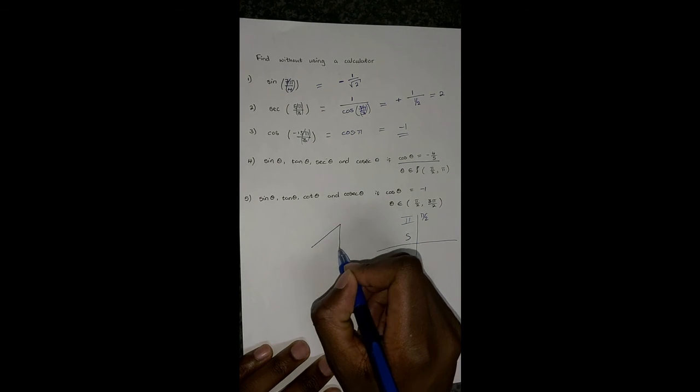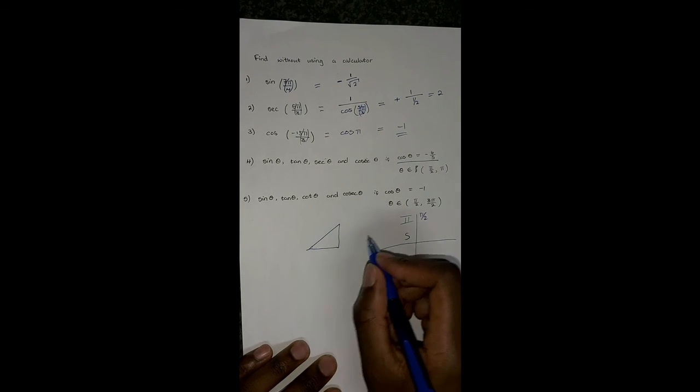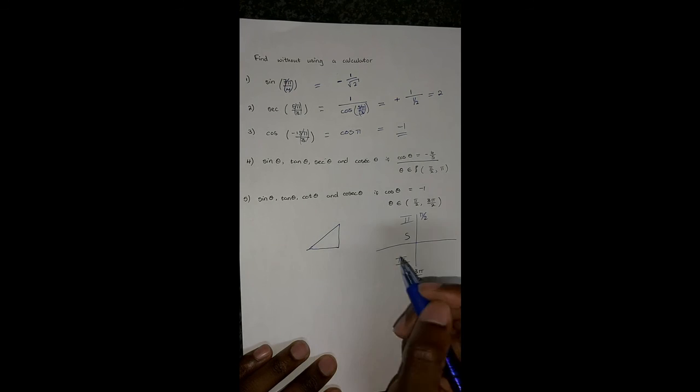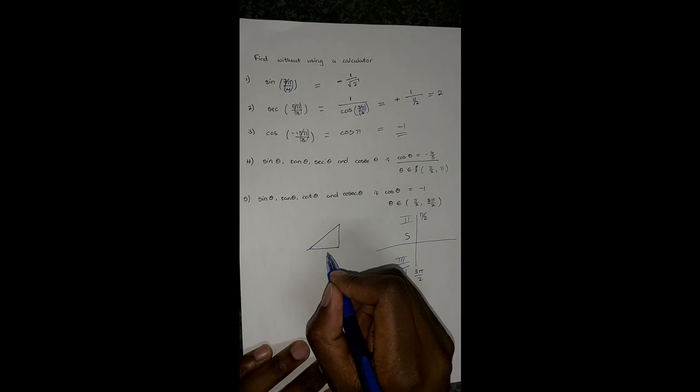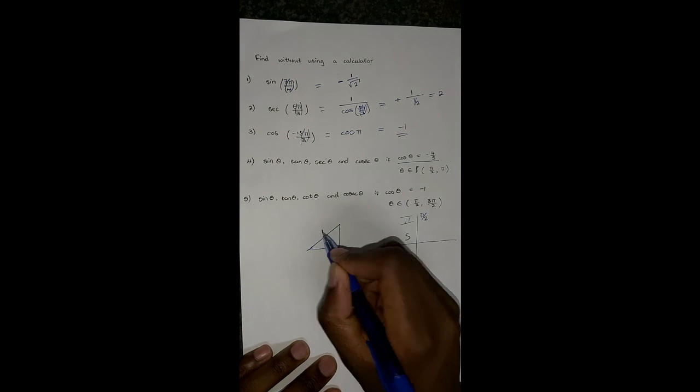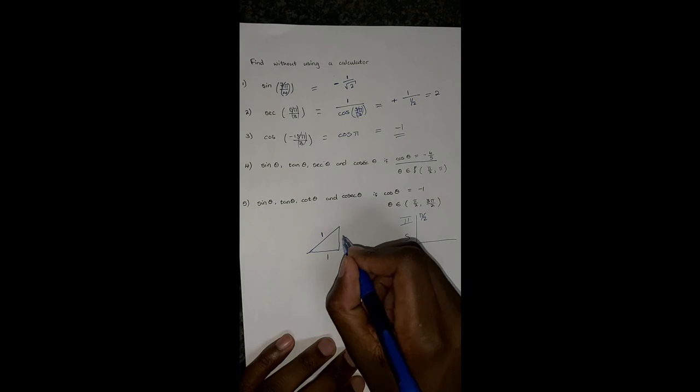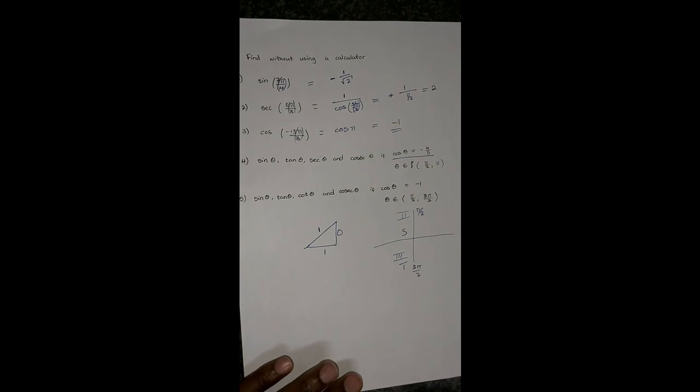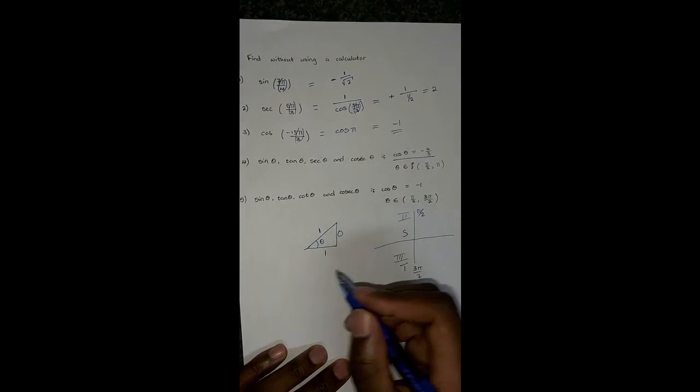We draw a triangle. So we know cos is adjacent over hypotenuse. So for us to get a -1, we have -1 over here and 1 over here. And if we use the Pythagoras theorem, this would be a 0. And then that would be your theta. So cos theta will be -1.